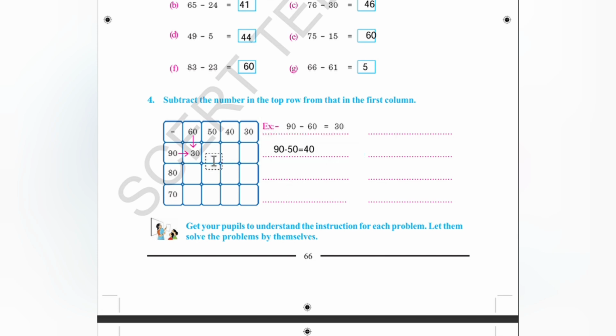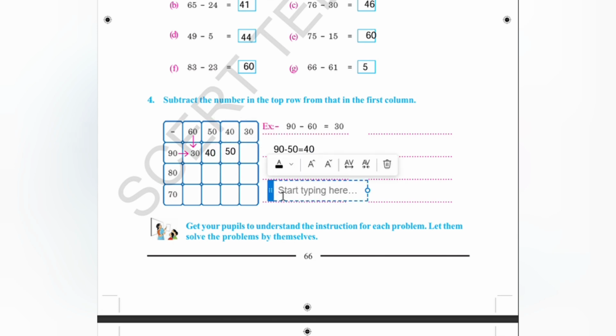Okay. Then next term. So, write 40 here. Then 90 minus 40. 90 minus 40 is equal to 0 minus 0, 0. 9 minus 4, 5. So 50 is the answer. Write 50 here.